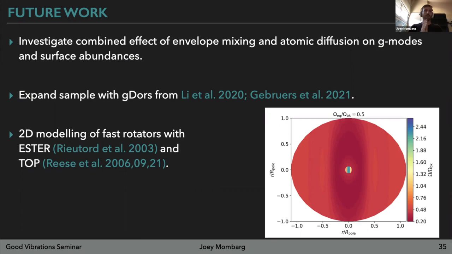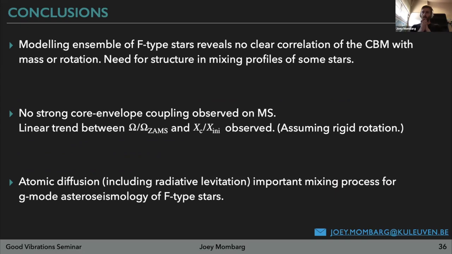And for the faster rotating stars, I'm right now also working on modeling these in 2D with the ASTER and TOPCOAT. So I'm showing here the example of one of the fastest rotating stars. For the ASTER model, it's rotating at about 50% critical, where the flattening is about 10%. So we assume that 2D effects start to become important. All right, so that's the end. I'm leaving you here with my conclusions, and I'm happy to take any questions that you may have.